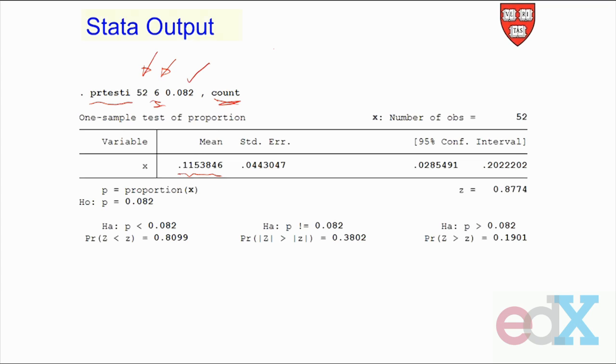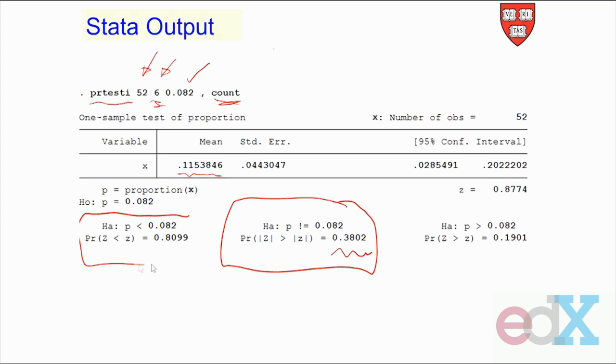Okay, and Stata comes back with this, which looks very much like, of course, the t-test and everything. So here's the answer. If you're doing a two-sided test, the p-value is 0.3802, which is what we had on the previous slide, roughly. Now, if you want to do a one-sided, there's the one-sided, and then here's the other one-sided. So that's using the normal approximation, which for large samples is perfectly fine.